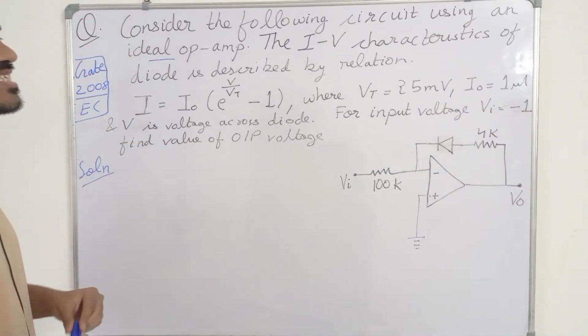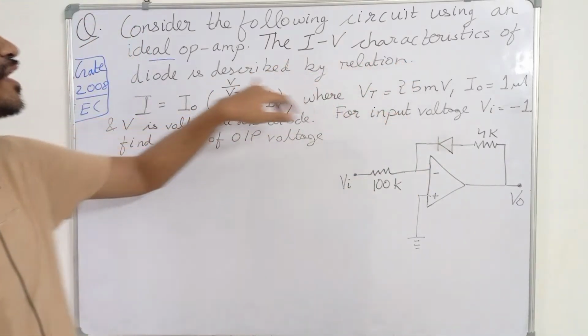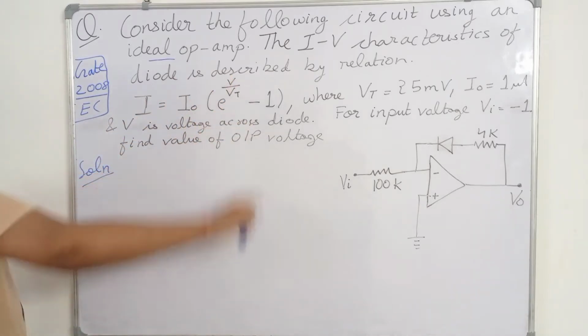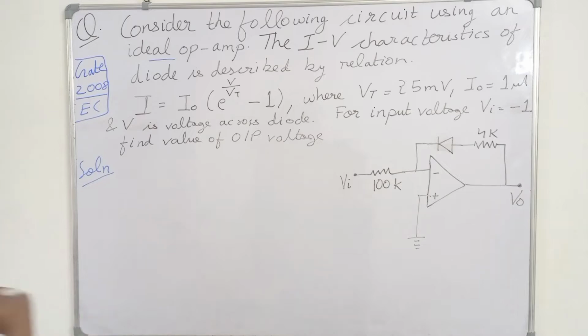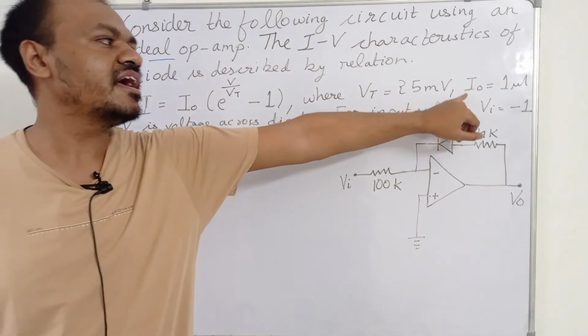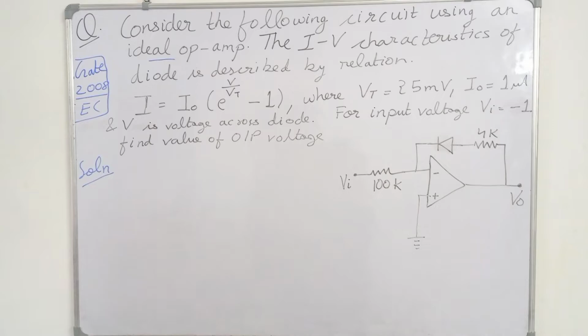So it says that the IV characteristics of the diode is described by the relation I equal to I naught into e to the power V upon Vt minus 1. Obviously we know this is the formula for the IV characteristics of the diode, where Vt is your thermal voltage, 25 millivolt, and I naught is your reverse saturation current, given as 1 microampere, and V is the voltage across the diode. So this is given to us.